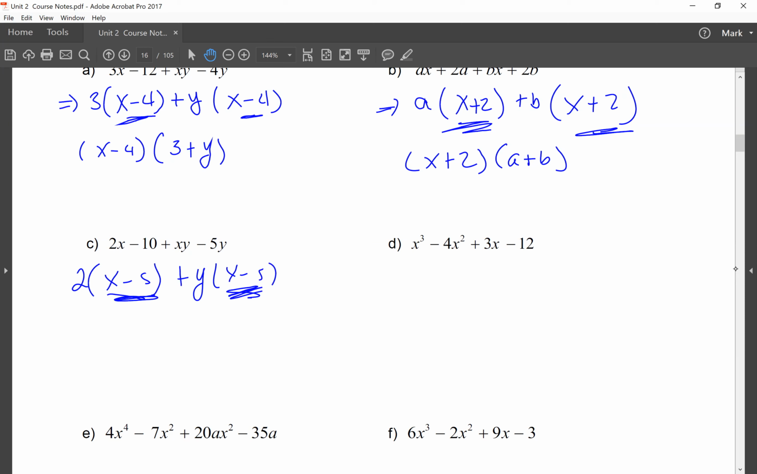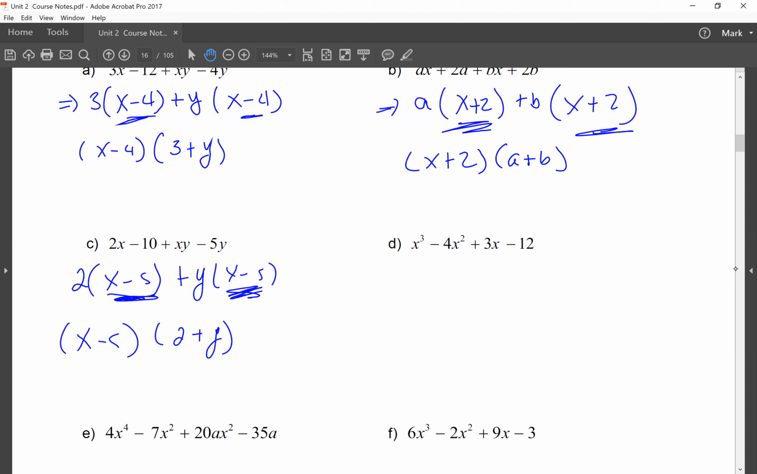If you do this on a test or on the final exam, this won't be on the assignment or anything, but if you do this in the future and these terms are not the same, there's a mistake. So because they're the same, that's my two terms, x minus 5 and 2 plus y.